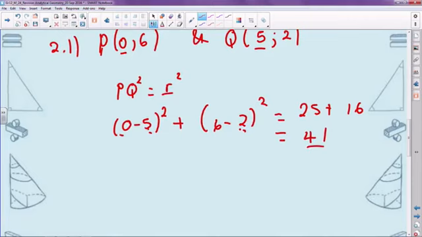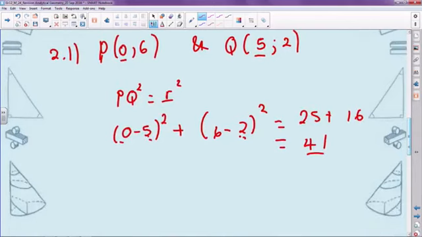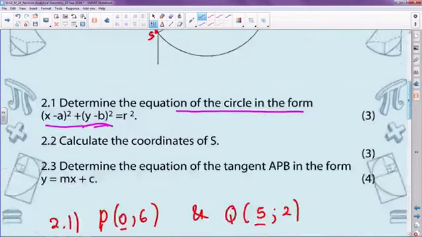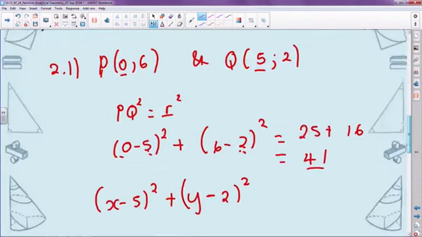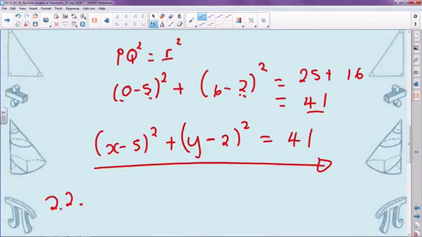Obviously, your radius would be the square root of that, but we're not going to square root it. We need it in that form so that we can plug in. So I'm now putting this into standard form to find the equation of my circle: (x − 5)² + (y − 2)² = r², where 5 and 2 are the coordinates of the center of the circle, and r² is 41. Okay, so that's the first part of the question done.